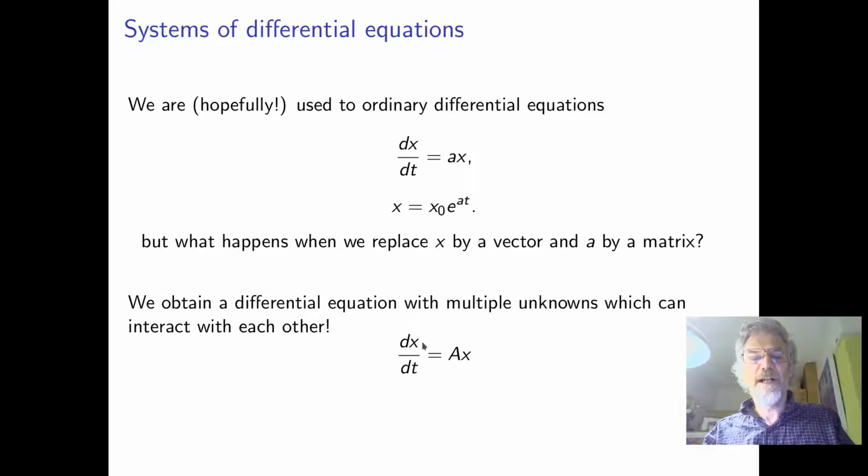So x dot equals Ax. It's a linear system of equations. But A could be a matrix that has lots of non-zero elements, and so the rate of change of one of the variables is coupled to the values of all the other variables, and that's fairly common.